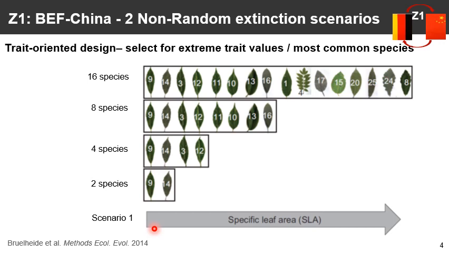Here is a trait scenario that is selected according to specific leaf area. You have here all the 16 species and you select them according to the lowest specific leaf area. The first 8, then the next with the lowest specific leaf area are the 4 species mixtures, and so on until you come to the 2 species mixtures. And the second scenario is based on local rarity.